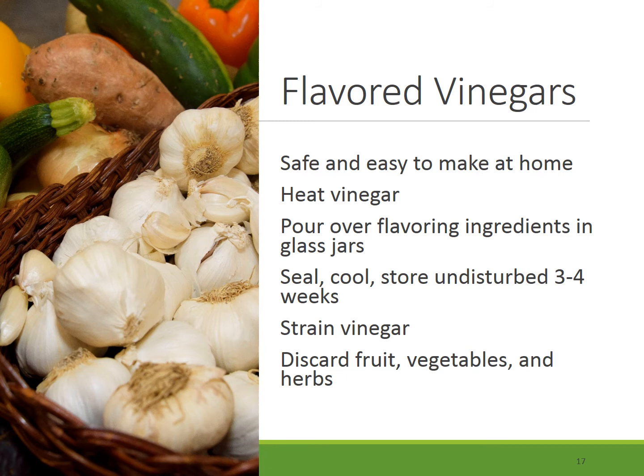Heat the vinegar to just below the boiling point using a thermometer to measure, somewhere between 190 degrees and 195 degrees Fahrenheit. The vinegar should be simmering with occasional bubbles. While heating, place the combination of herbs, fruits, vegetables, and/or spices in the desired glass jar or bottle for storage. Pour heated vinegar over flavorings, seal and cool and store undisturbed for 3 to 4 weeks.